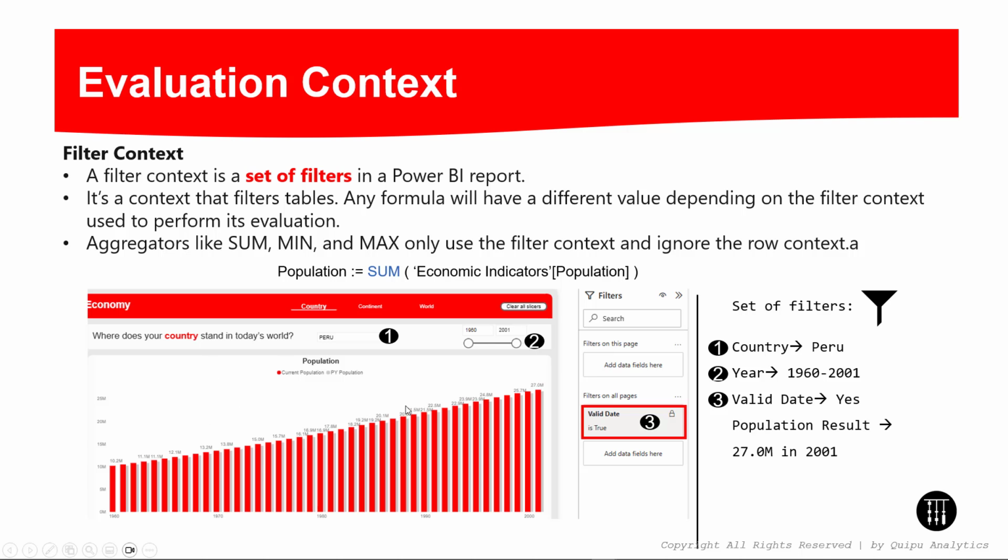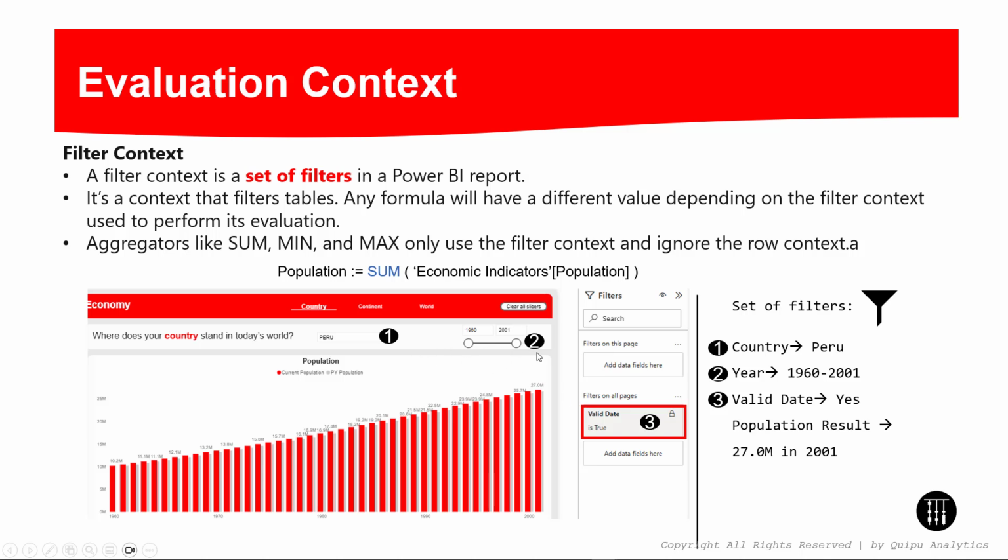For this particular visual, I have 3 different filters. The first one is the country filter. I selected Peru. The second one is related to date. I selected years from 1960 to 2001. And then the other filter here is validated. Only give me validated results. In other words, I'm applying different filters to this report.